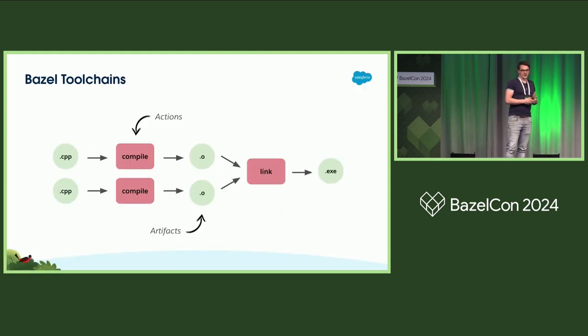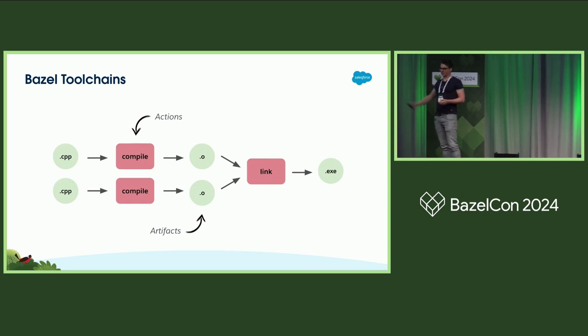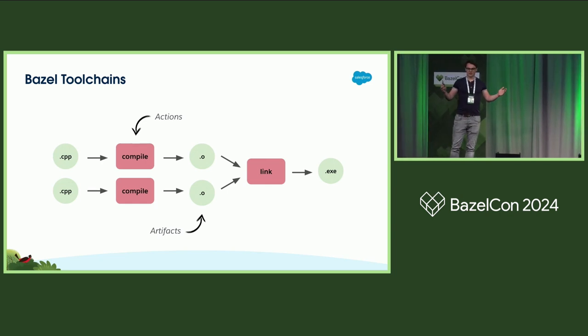Toolchains. In order to understand what toolchains are, we need to recap on a very, very high level how a Bazel build works and how a toolchain can help you here. So a Bazel build can be split into artifacts and actions. An artifact is basically an input to an action, like in the case of C++, a CPP file. And then a compile action will produce an output artifact, like an object file, which is then, again, an input artifact for a linker action and so on. Your whole build graph is just that, actions and artifacts.